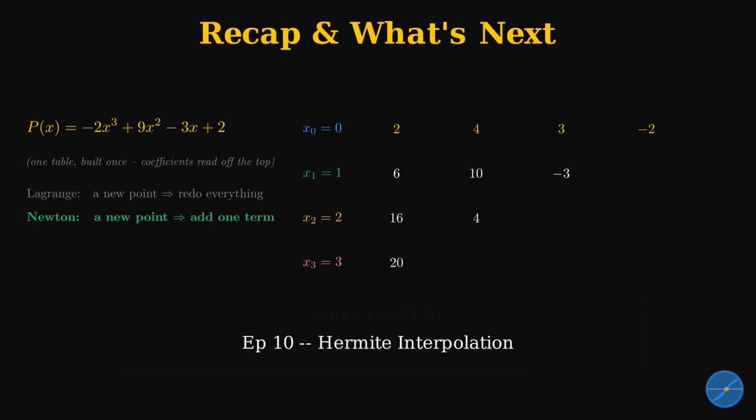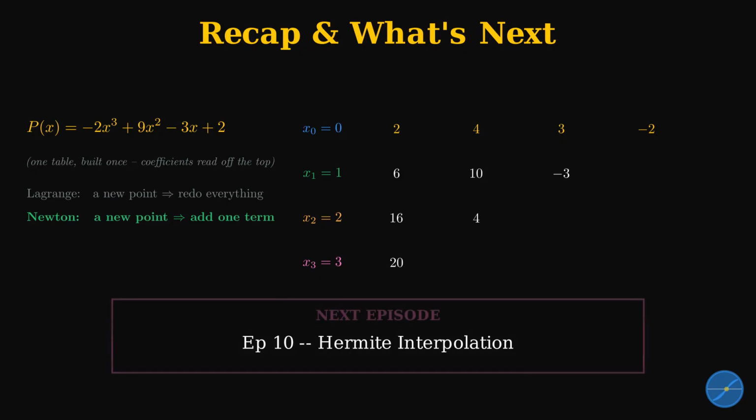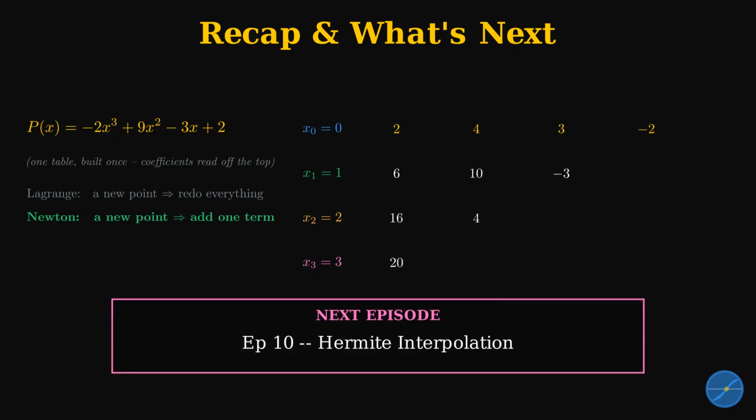Next time, a twist. What if we know more than the value at a point? What if we also know the slope? We will match both. That's Hermite. And that derivative fact we just proved is exactly what makes it work.